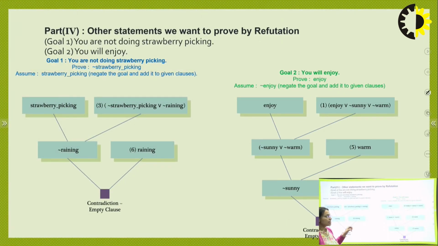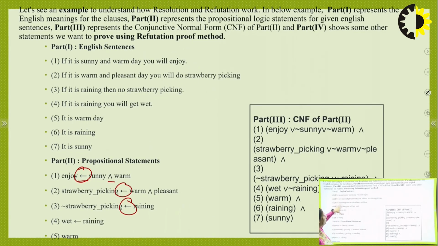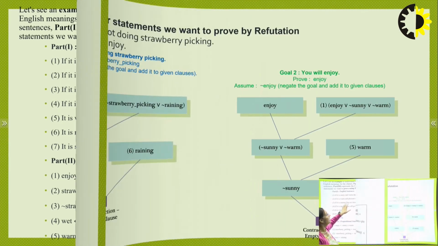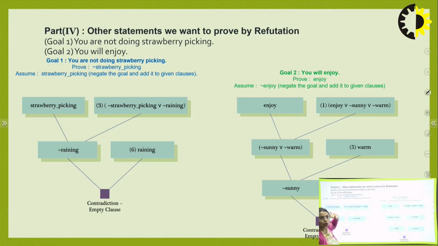That means some statements are given to you this way, and they'll give you these English statements and say that you have to achieve this goal. That means in the question there will be two considerations: the group of statements as well as the goal, and you will be asked to prove this with the help of the refutation method. In that case, what will you do?